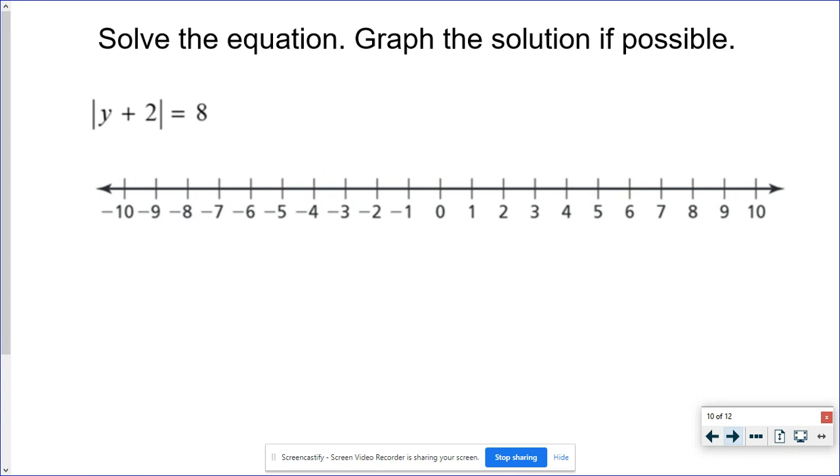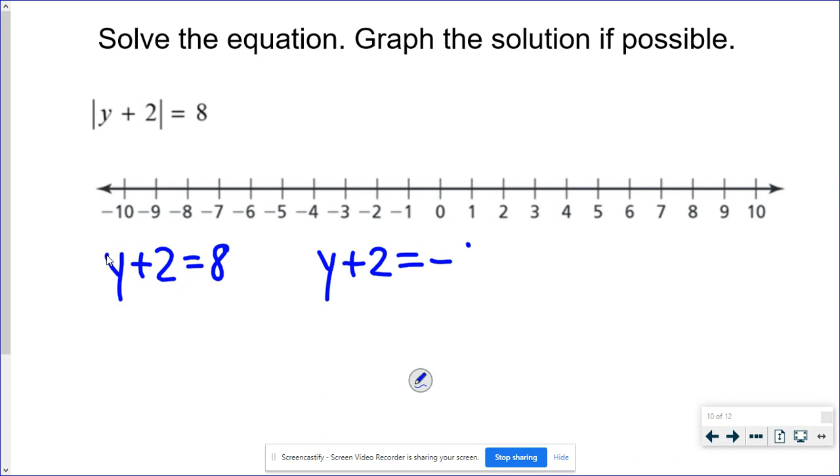This time I do need 2 equations. So my first equation is going to look just like what we have without the absolute value. y plus 2 equals 8. The second problem is going to be y plus 2, don't change that, equals -8. We're never changing what's inside the absolute value. The 8 and the -8, that's the part that changes. So we solve these.